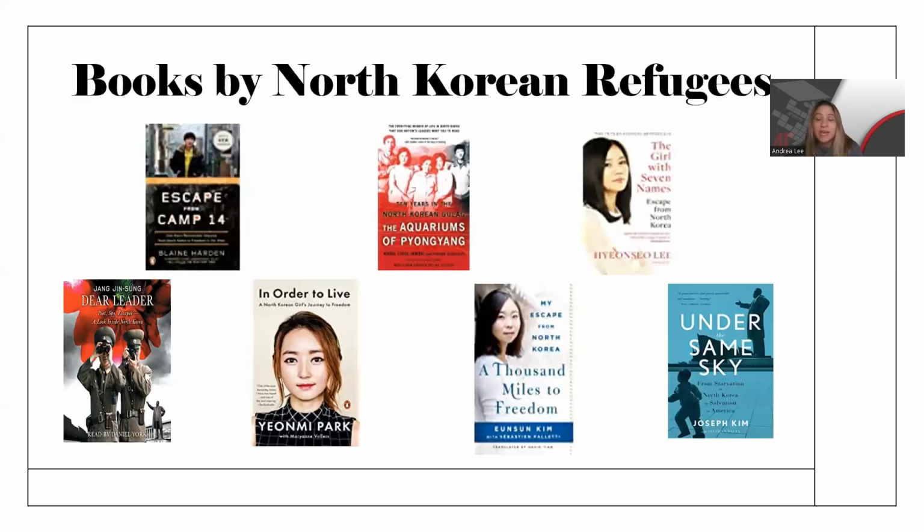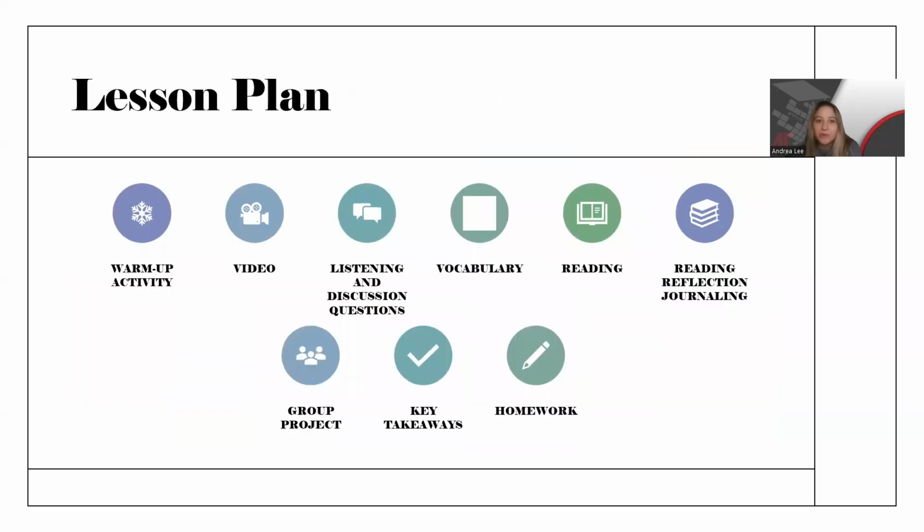And these are some books specifically on North Korean refugees: Escape from Camp 14, The Aquariums of Pyongyang, The Girl with Seven Names, Dear Leader, In Order to Live, 1,000 Miles to Freedom, and Under the Same Sky. Most of my background has been in North Korean refugees and their experiences, but I also wanted to create a presentation today on the general refugee experience.